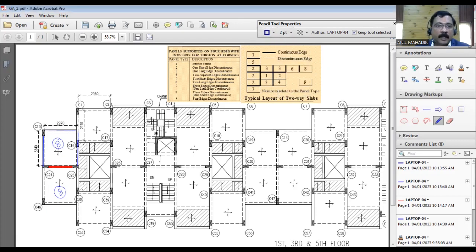Now let's see the next slab. Take this example for this slab. Now this edge is discontinuous. This edge is also discontinuous because there is no slab. There is a slab here, but this is partial. So in that case, we can assume this as discontinuous. Let's show that by blue color.